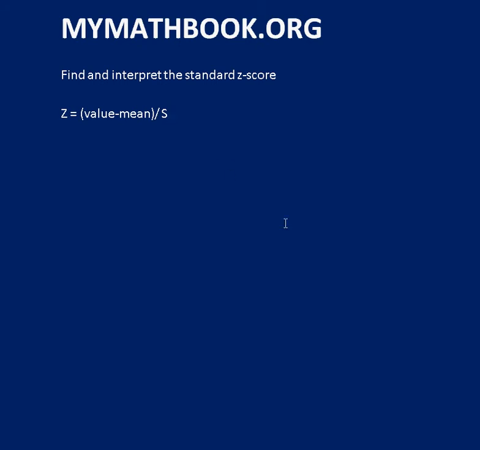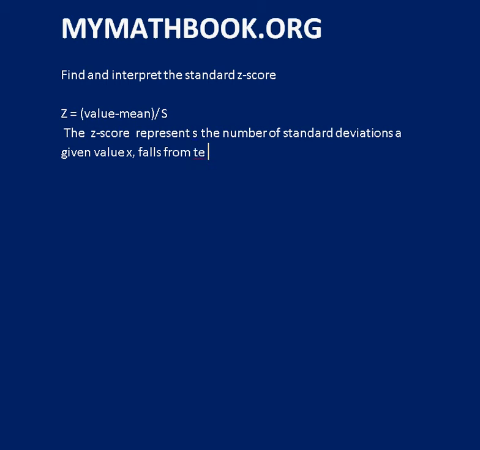What it does is the z-score represents the number of standard deviations a given value falls from the mean. So that's what the z-score is. Maybe I should go ahead and write it down. The z-score represents the number of standard deviations a given value x falls from the mean.